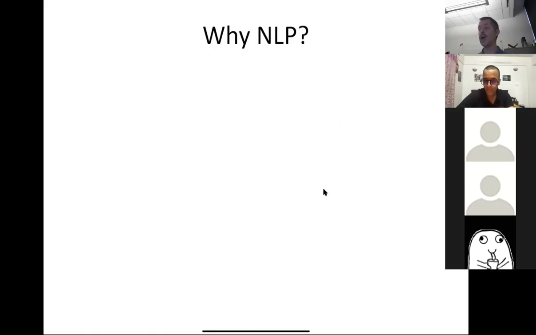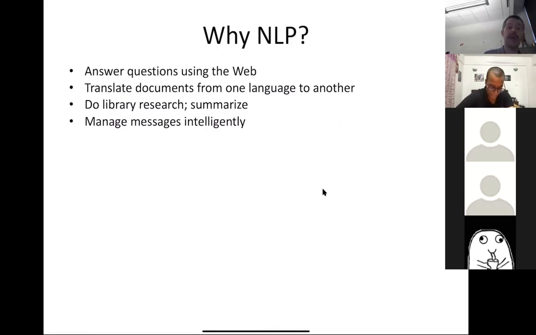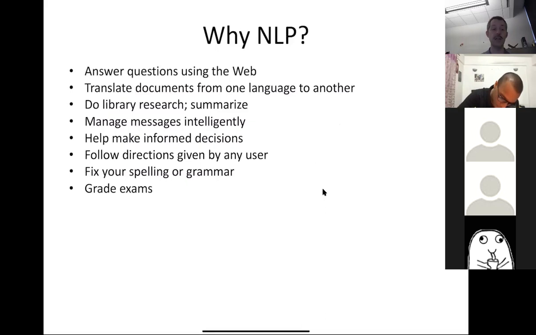So here are some other things. So question answering, translating documents that was mentioned, doing library research, text summarization, managing messages, helping you to make informed decisions by being able to extract a lot of information from text, following directions given by a user, fixing your spelling or grammar, like Grammarly, grading exams. Now, we're not going to grade your exams using natural language processing, but you should know that a lot of standardized tests do use natural language processing in the grading process.